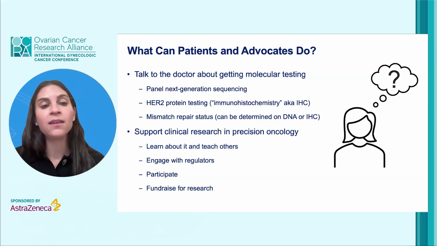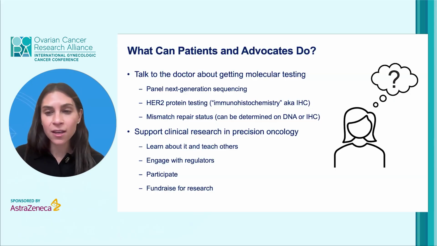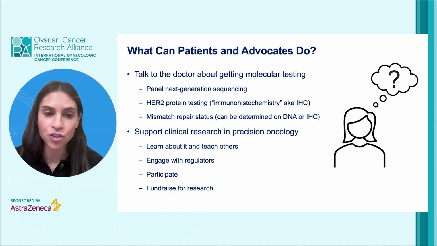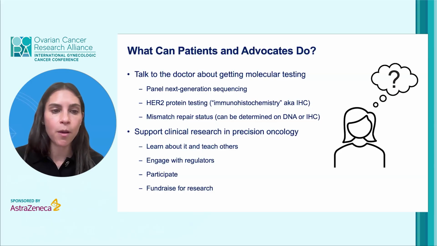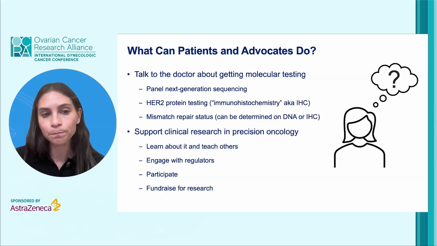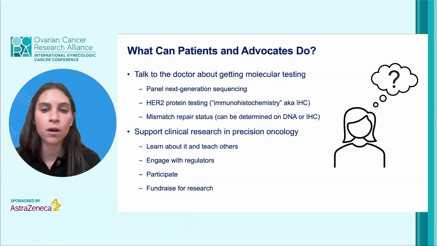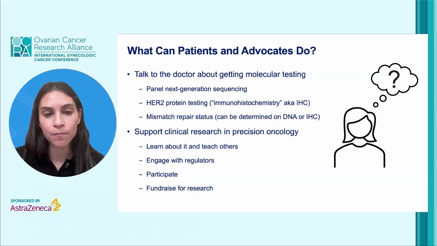HER2 protein testing is a little bit different. You can see a HER2 amplification in the DNA, but there also can be HER2 protein that is overexpressed in the absence of an amplification. And that would be seen by looking under the microscope. So a clinician would have to order that specific testing. Mismatch repair status is another one that can sometimes be seen on DNA or on protein. There are different ways of looking at it.